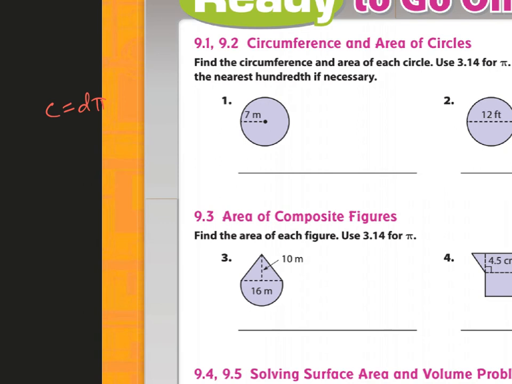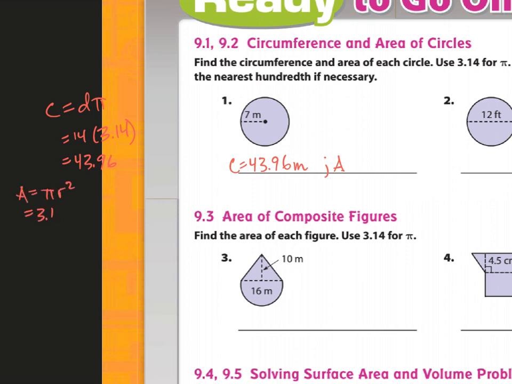Well, the radius here is given as 7. The diameter is all the way across, so it's going to be double that. It's 14. It'll be 14 times pi, we'll use 3.14. And 14 times 3.14 is 43.96. So the circumference is 43.96 and it's meters.